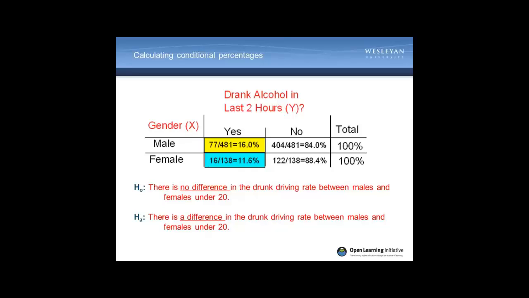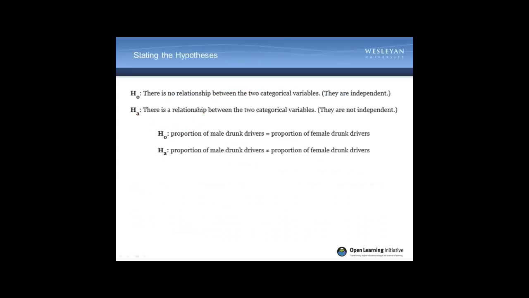Or is the evidence provided by the roadside survey not strong enough to make that conclusion? And could this have happened just by chance, that is, due to sampling variability, and not necessarily because a relationship exists in the population? These are the null and alternate hypotheses for a chi-square test of independence. Generically, here are other ways that the null and alternate hypothesis can be stated for a chi-square test of independence. There is no relationship between the two categorical variables, they are independent, or there is a relationship between the two categorical variables, they are not independent.